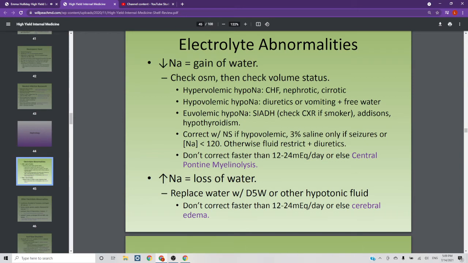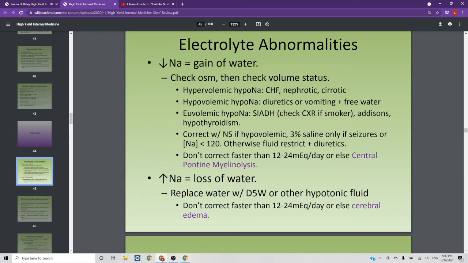So some causes of hypervolemic hyponatremia, congestive heart failure, nephrotic syndrome, cirrhosis. Hypovolemic hyponatremia, that's if you're losing a lot of fluids either by taking too much Lasix or vomiting. And then euvolemic hyponatremia, really the main thing it should make you think of on the test is SIADH. So if they're a smoker, it's chest x-ray city. So more importantly for your exam, how do we treat it?